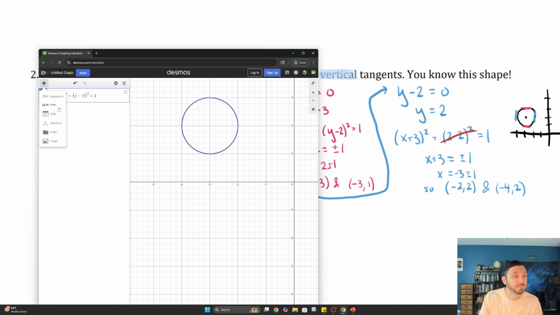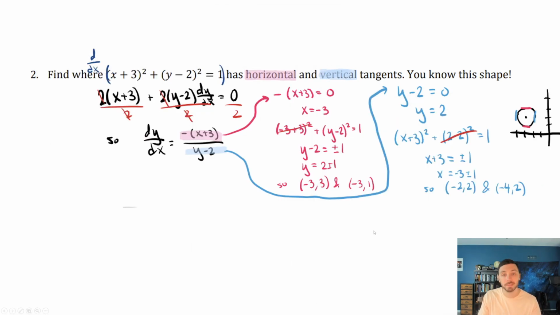Desmos just added inference, by the way, a lot of stat stuff. I don't know, that's aging this video probably, but oh well.